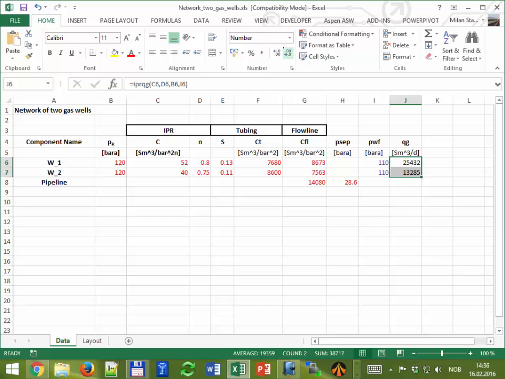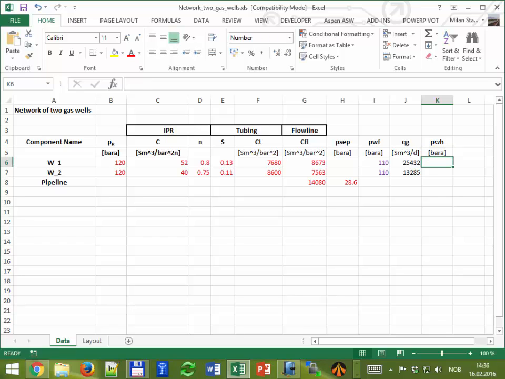Everybody okay so far? Yeah. So now I'm going to progress even further. So far I have been all the way to the bottom hole, and now I'm going to move to the wellhead of both wells. So I say PWH is in bar.